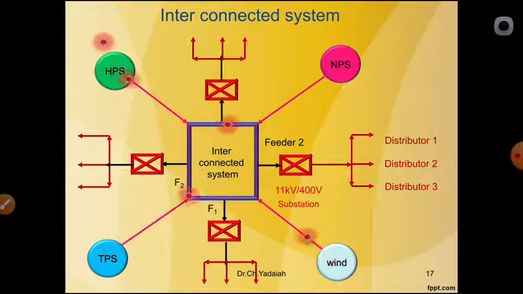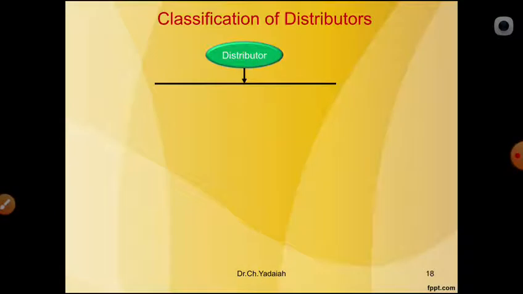These distributors are also classified based on different factors. What are the factors? First factor, loading. That means whether the loading on the distributor is concentrated load or distributed load. Distributed is a uniform loading, or concentrated is where all the load is at only one place. That is known as classification of distributors based on loading, whether the load is concentrated or distributed throughout the line.